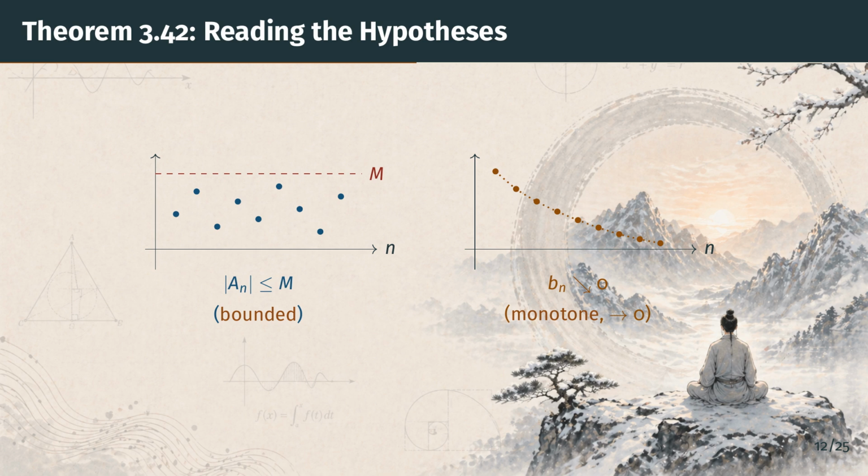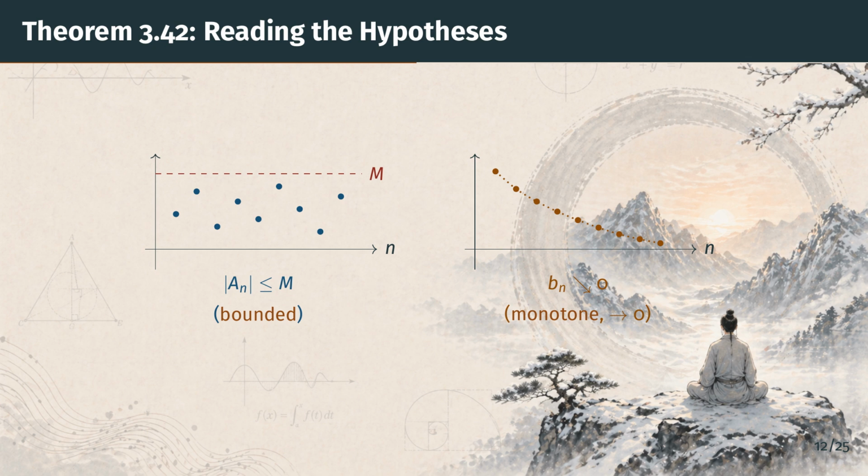On the left, the blue dots are the magnitudes of the partial sums, the absolute value of capital A sub n. Because a magnitude is never negative, the dots all sit above the axis, and the hypothesis says they never rise above the dashed red line at height capital M. That is exactly what bounded means here. The sizes stay capped by capital M, no matter how far to the right we go. Keep in mind that the partial sums themselves may even be complex numbers, which is why we track their absolute value rather than the sums directly.